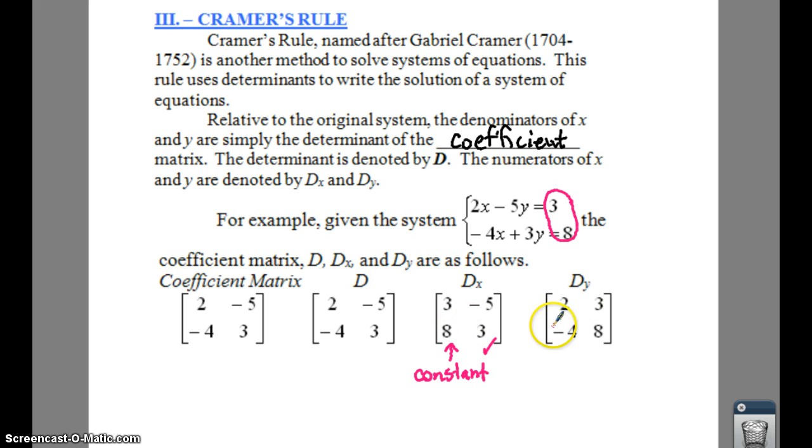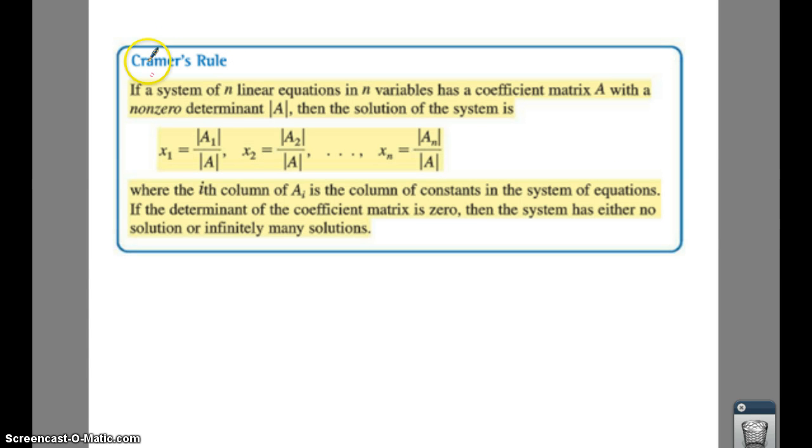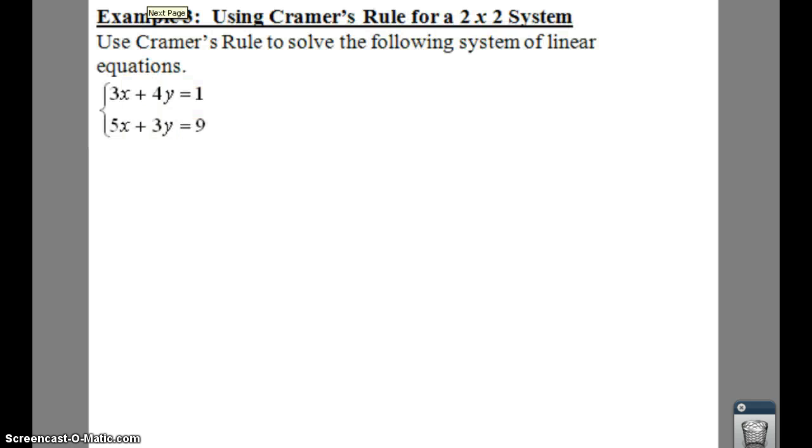So keeping that idea in mind, if you want to solve for y, you're going to take out your y's, put in your constant matrix there, and keep your x's. And then eventually what we're going to end up doing is dividing your D sub x over your D. We're going to skip through this, it's just a bunch of writing that you can read about if you want. And let's get into the example.